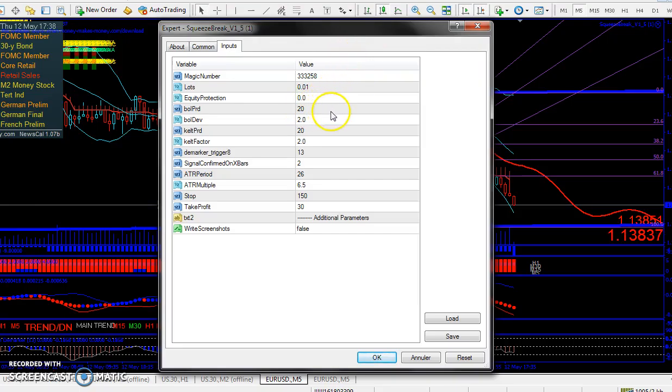You can see here it's got the Bollinger Bands, the DeMarca trigger, and the Keltner bands built in. So I would leave these as normal. The only thing you would need to change is the confirmation on bars, and you can put an ATR stop in there, you can put take profit in there.